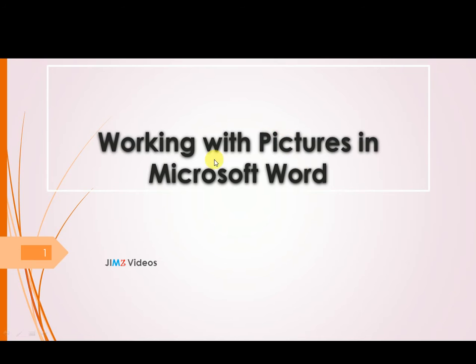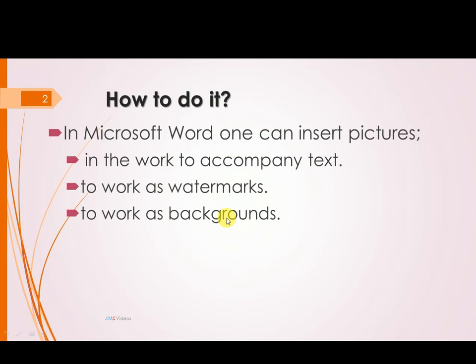Today we are going to look at working with pictures in Microsoft Word. Basically it's a text-based program, but you can incorporate images in the work. How do you incorporate these images? What allows you to put images in the work to accompany text? Maybe you are trying to emphasize a point which you've typed in the text by putting a picture illustration, or you can use pictures as watermarks or as background images. So how does this work?